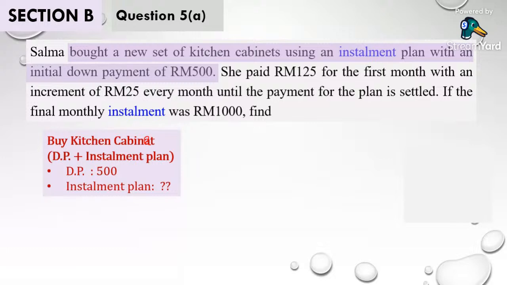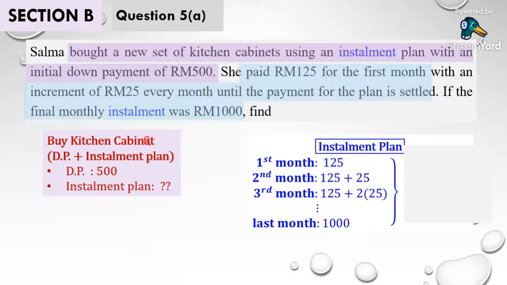Then the further discussion is about the installment plan. What we know is that she pays the installment such that for the first month it is 125, and then it increases by 25 every month until the final installment. The last installment is 1,000. So to summarize, this is the installment plan. First month 125, second month 125 plus 25. I didn't total up to 150 because I'm not interested to know the second month amount, so I just plus 25 here. The third month plus another 25, so 125 plus 2 times 25, until the last month is 1,000.